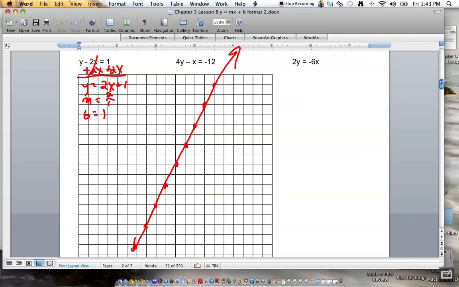That says minus 2x. It's on the side of the y. I need to do the opposite to get rid of it. The opposite of minus 2x is plus 2x. And when I do that, this 2 is positive, so the slope is positive.